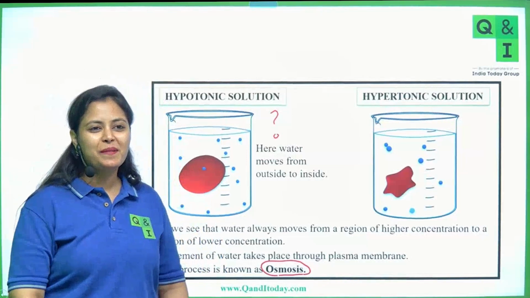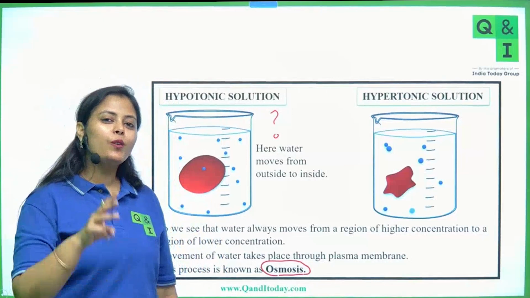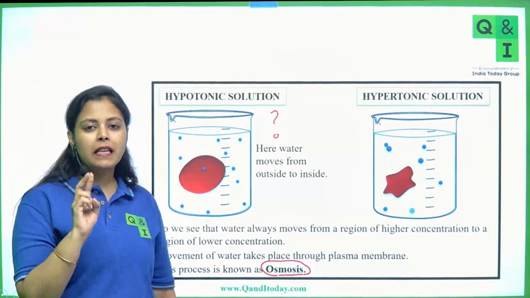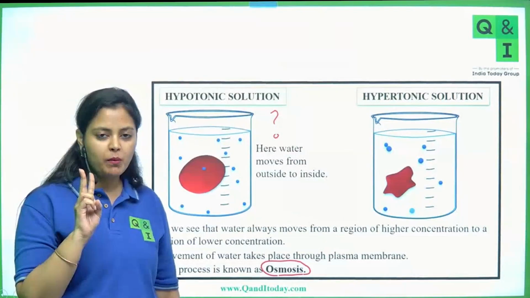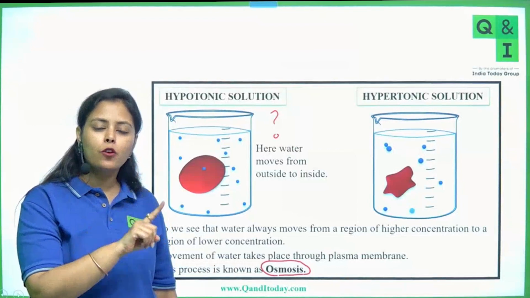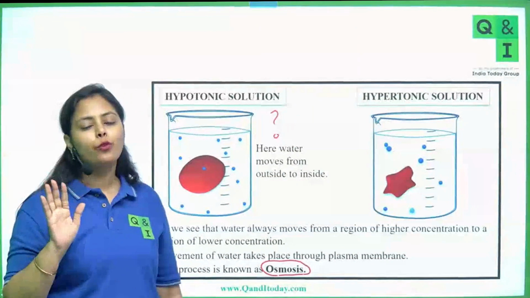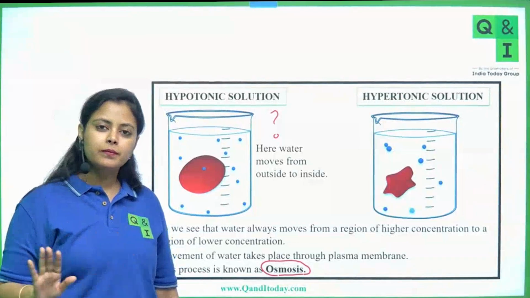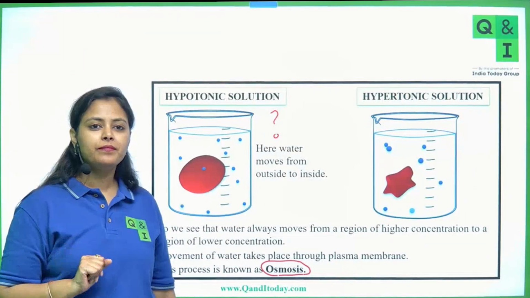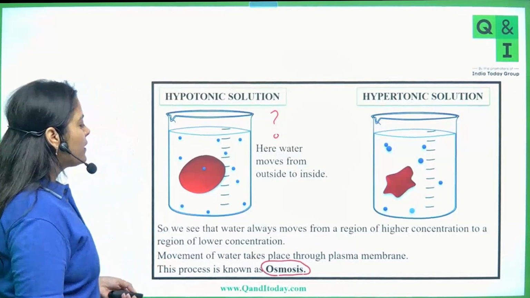Okay, Samagna. So 3 points. First, movement of water. Second, across a semi-permeable membrane. And third, from the region of high concentration to the region of low concentration. Clear? Now, let's solve this question.